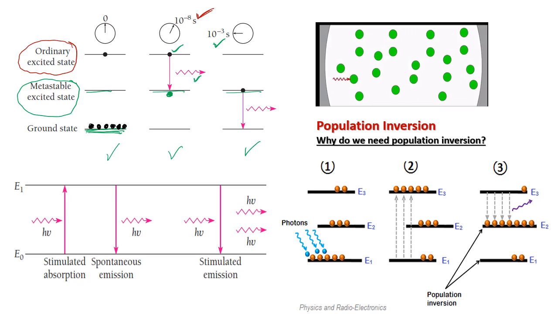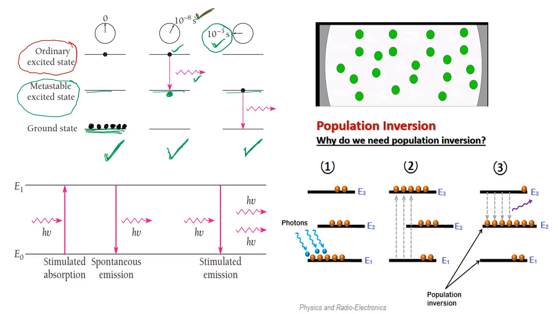So now we know that if I have a system or an active medium, we are going to have three kinds of energy levels or states. One is the ground state, in which generally all the atoms are supposed to be, because it's the lowest energy level. Then the ordinary excited state, with a lifetime of 10 to the minus 8 second. Then a metastable state, whose lifetime is 10 to the power minus 3 seconds.